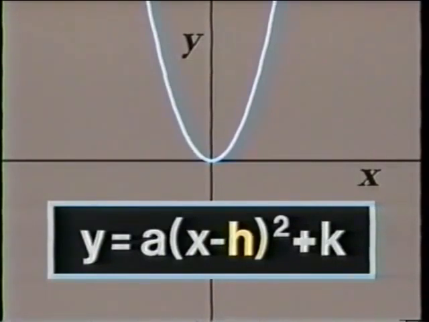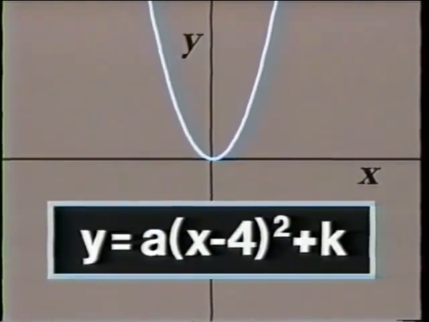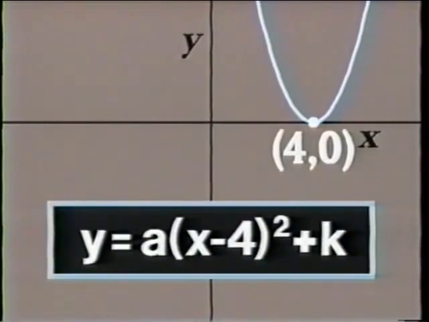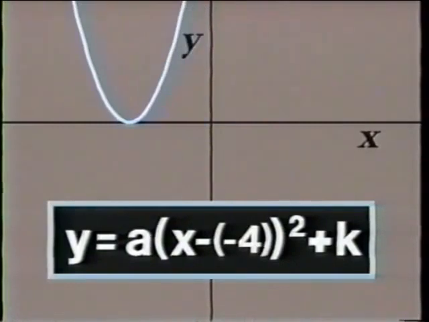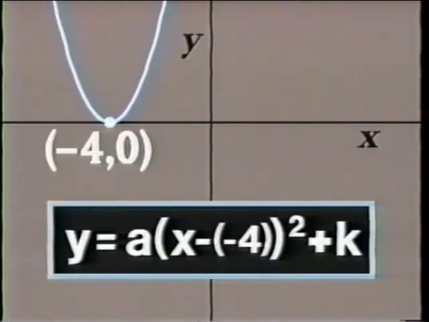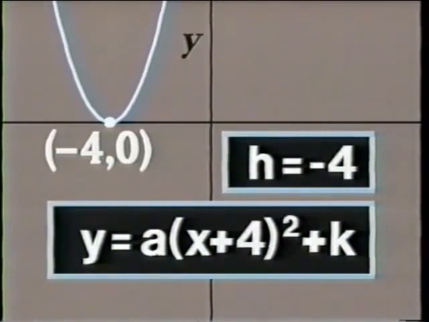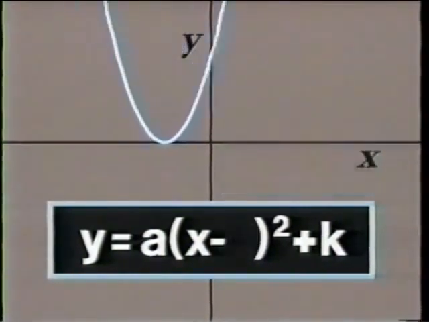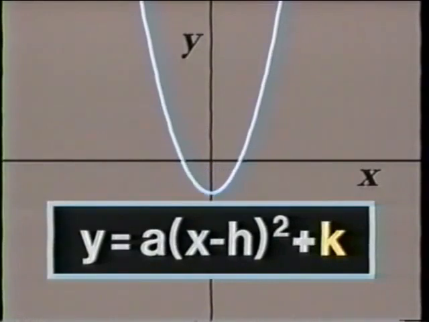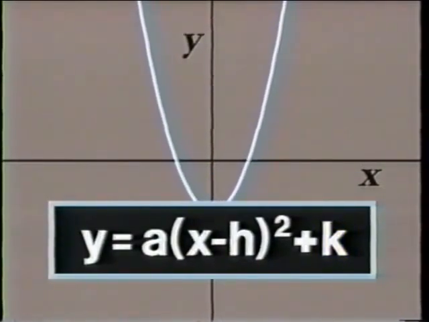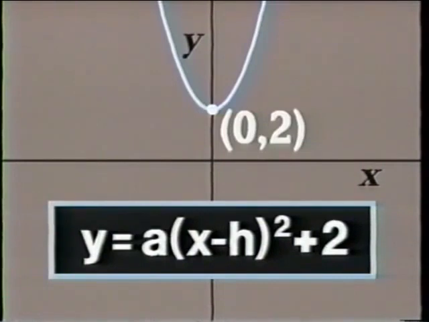H represents the x-coordinate of the vertex. As we've seen, a positive h implies that the vertex lies to the right of the origin. A negative h would shift the graph to the left instead. Notice that a plus sign in the brackets indicates that h is, in fact, negative. Finally, the k represents the y-coordinate of the vertex. Anything greater than 0 lies above the x-axis.